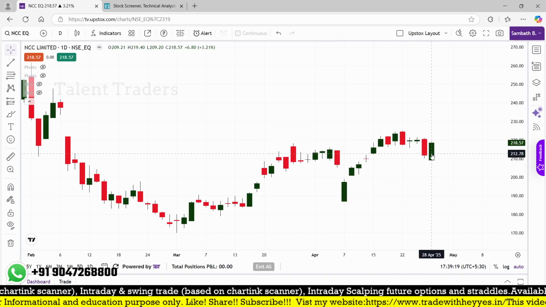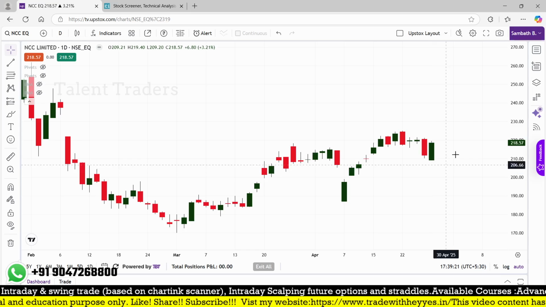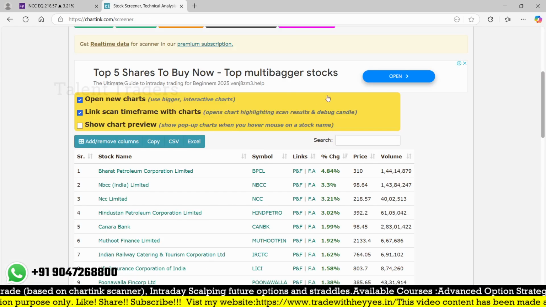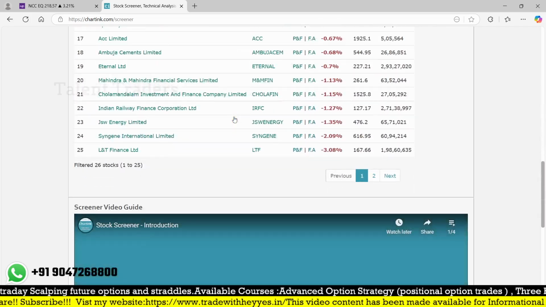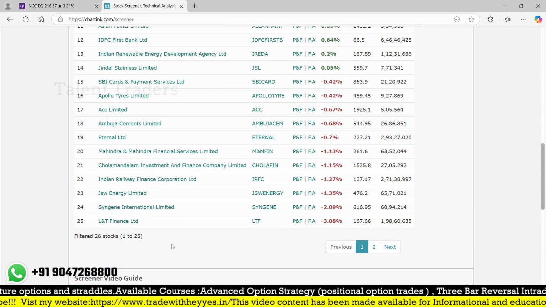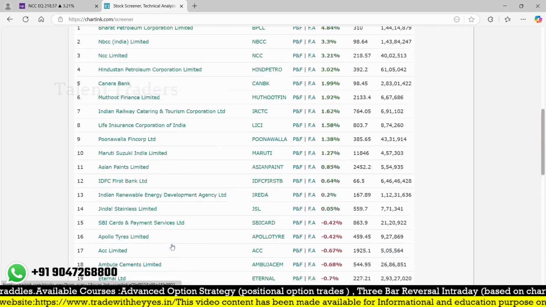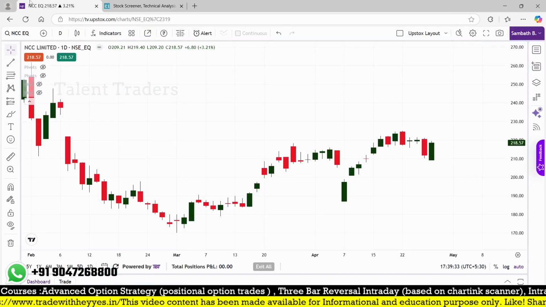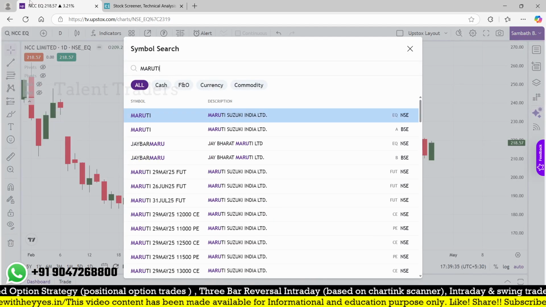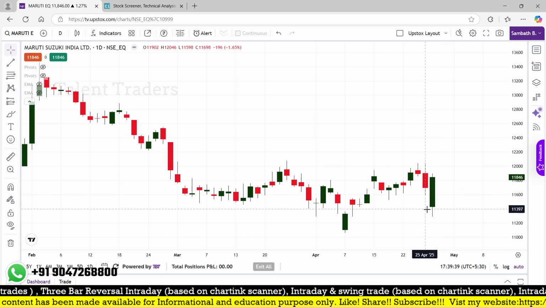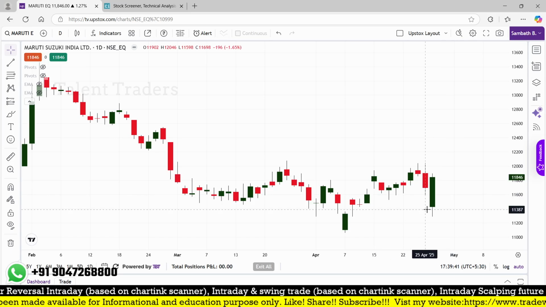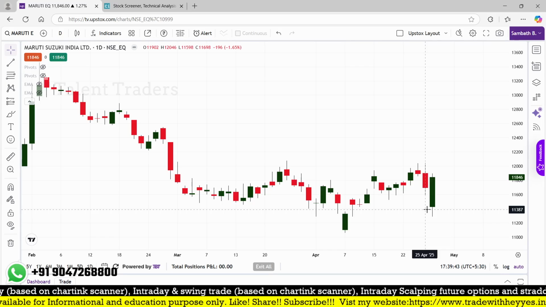5 days down, and it must break the low of that particular candle, and it is closed positive. So by using this single line, we find such a kind of stock. But if you are looking at many stocks, almost 26 stocks came into this scanner. Let me try some other stocks like Maruti, and that has also made today's low, and it is a green candle after 5 candles low. So this is what we are trying to find out.